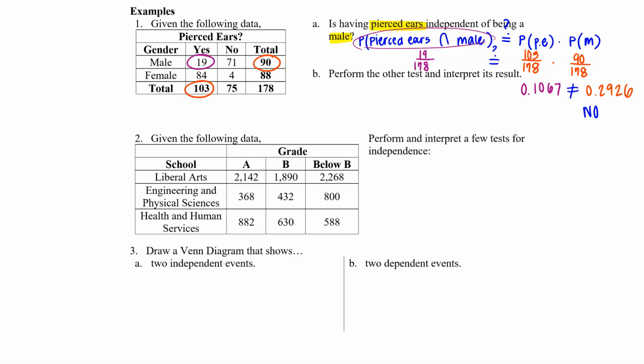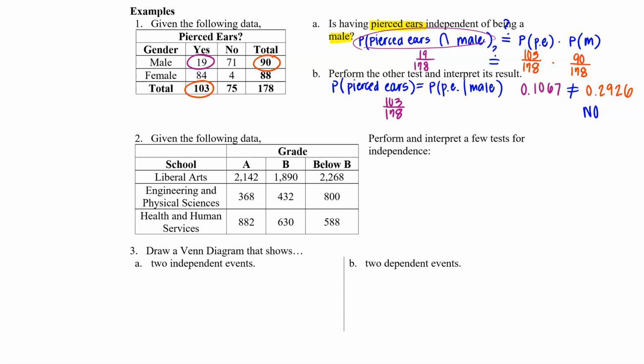independent. Because we use the multiplication property to answer letter A, for letter B, the other test would be the conditional test. Is the probability of having pierced ears equal to the probability of pierced ears given male? The probability someone just has pierced ears would be 103 out of 178.